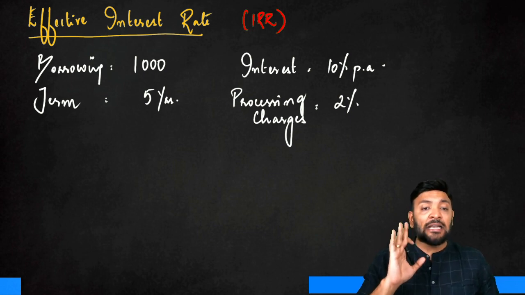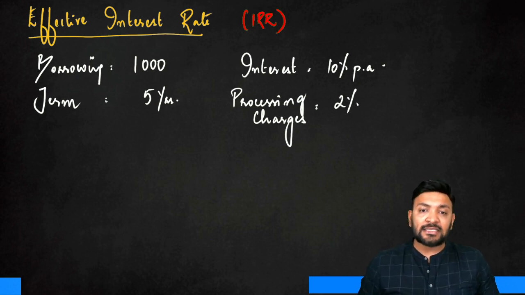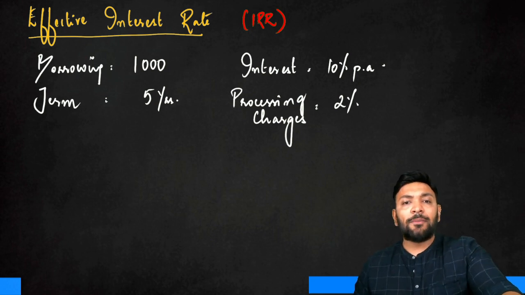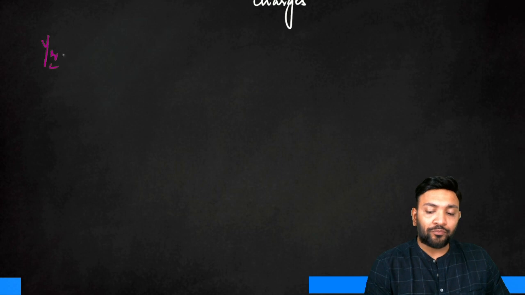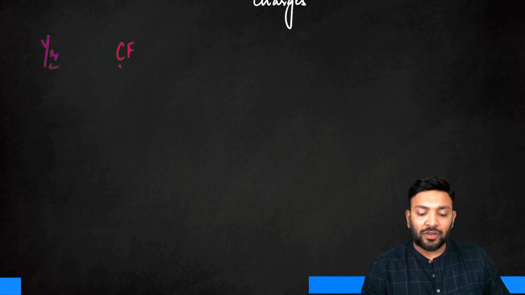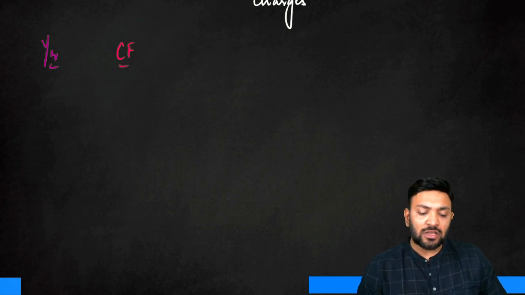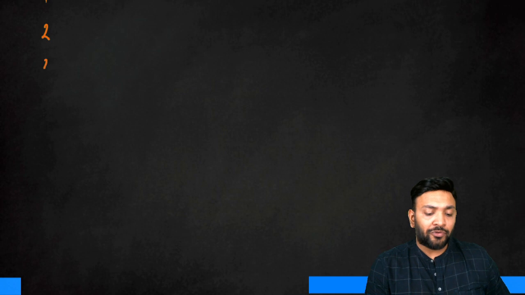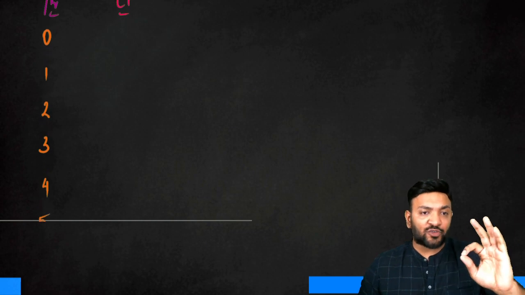Now, over 5 years, my intention is to repay 1000 rupees of borrowing. So each year I will repay 200 rupees of borrowing as a principal amount along with the interest. So give me the cash flows which I'm going to get. Here are the cash flows: 0, 1, 2, 3, 4, and 5. These 5 years, look at my cash flows.